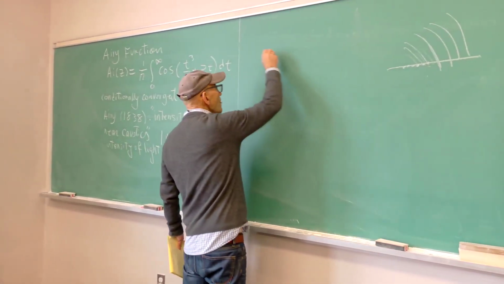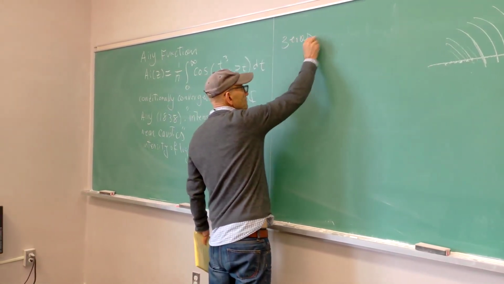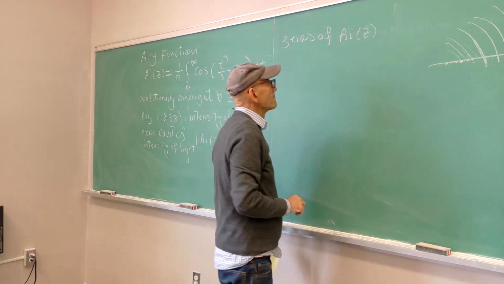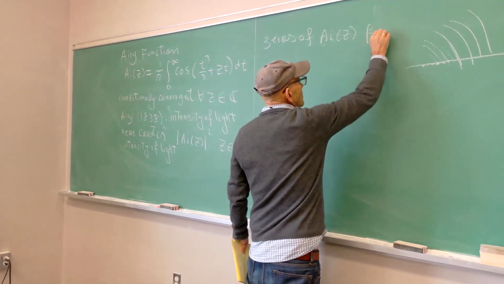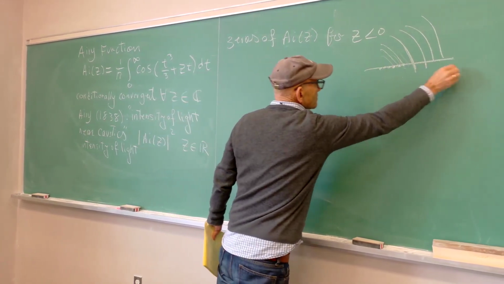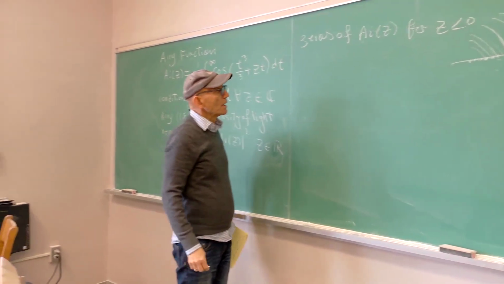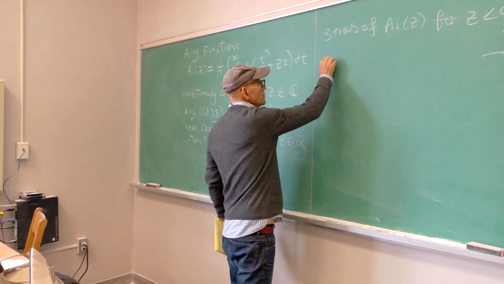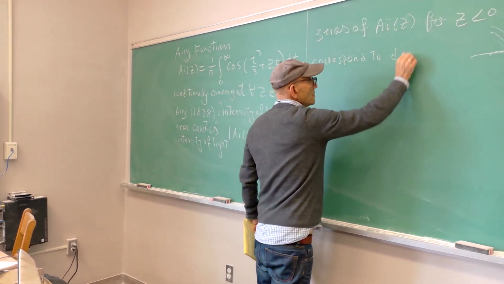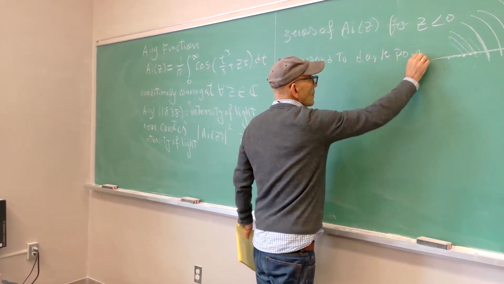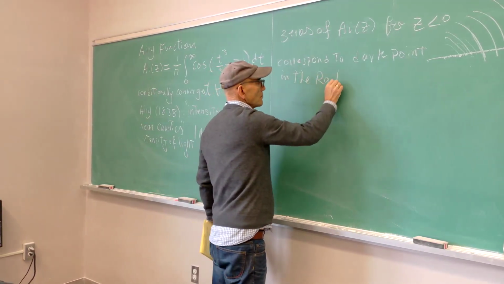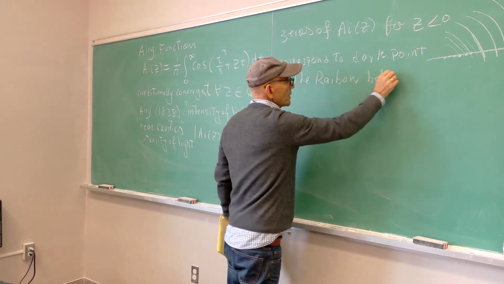So let me write it here. Zeros of Ai, they are z for z less than zero. Of course, we are talking about real numbers. This is the x-axis. They correspond to dark points in the rainbow below the caustic.